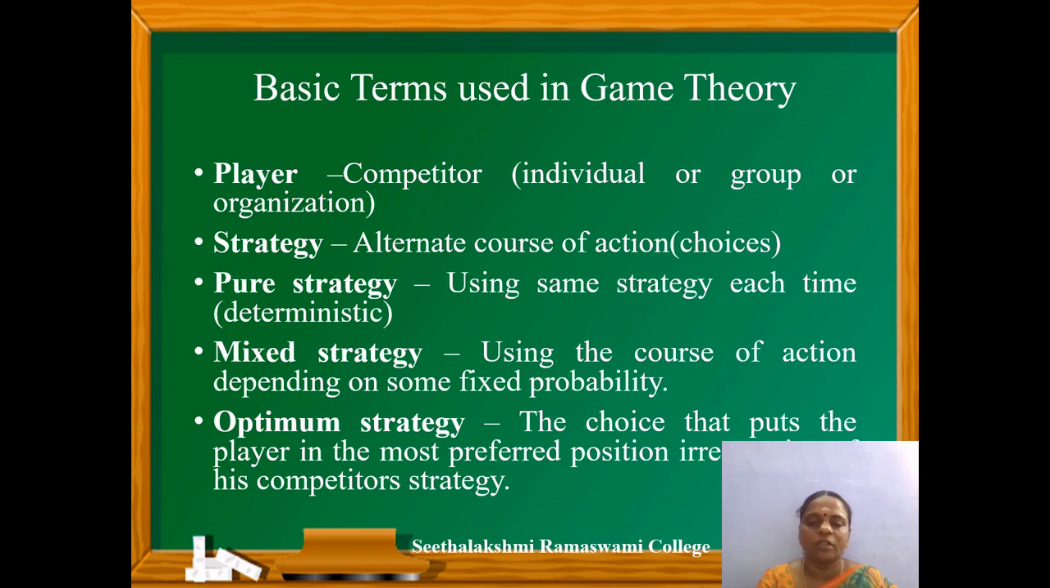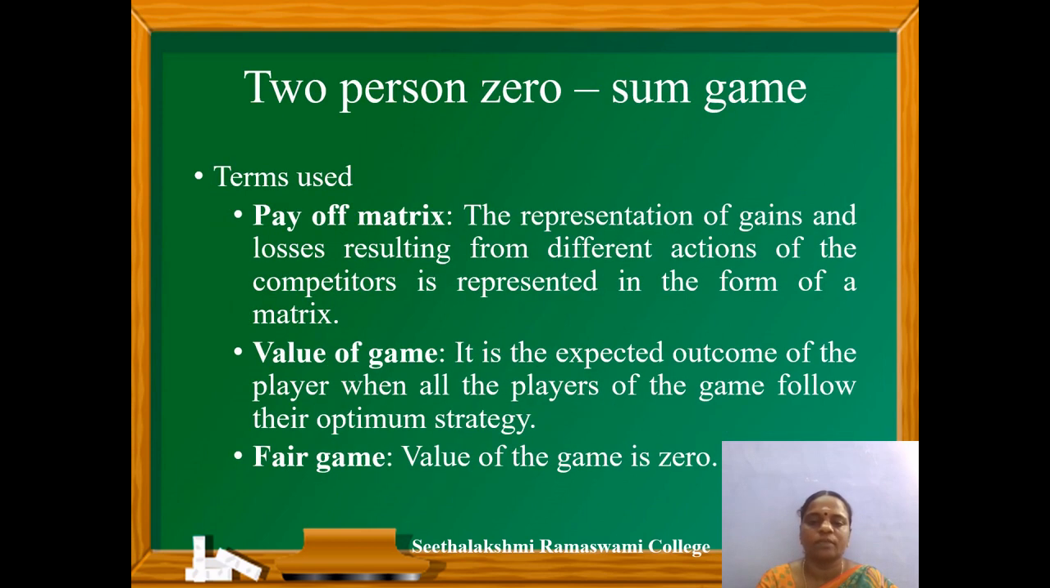Basic terms used in game theory. Player: a competitor, individual, group or organization. Strategy: alternative course of action or choices. Pure strategy means using the same strategy each time. Mixed strategy means using courses of action depending on some fixed probability. Optimum strategy means the choice that puts the player in the most preferred position irrespective of his competitor's strategy.